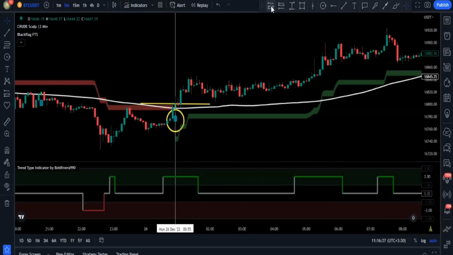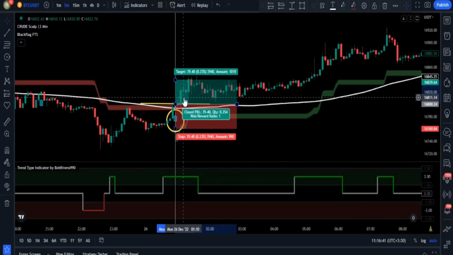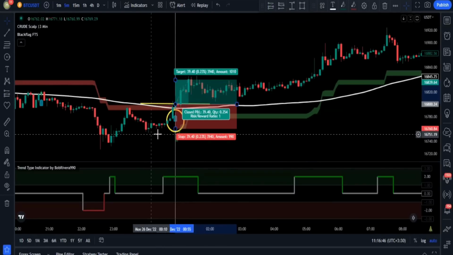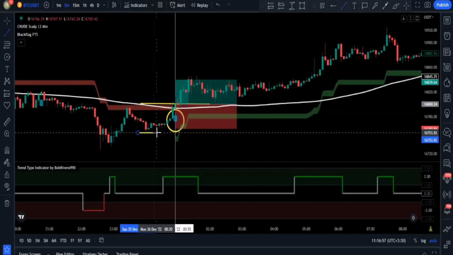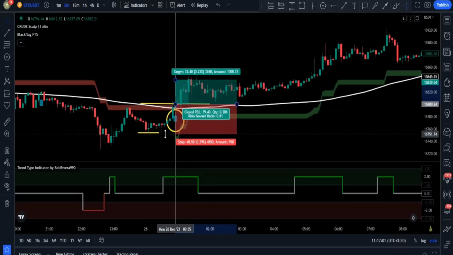If all these three conditions are met, we can enter the trade at the trigger candlestick's closing. The closing is right here. I can enter the buy trade at this price, which I do. I can set my stop loss below the last swing low. Let me mark it for you with this line. This is the last swing low which I can set my stop loss to, exactly under it.